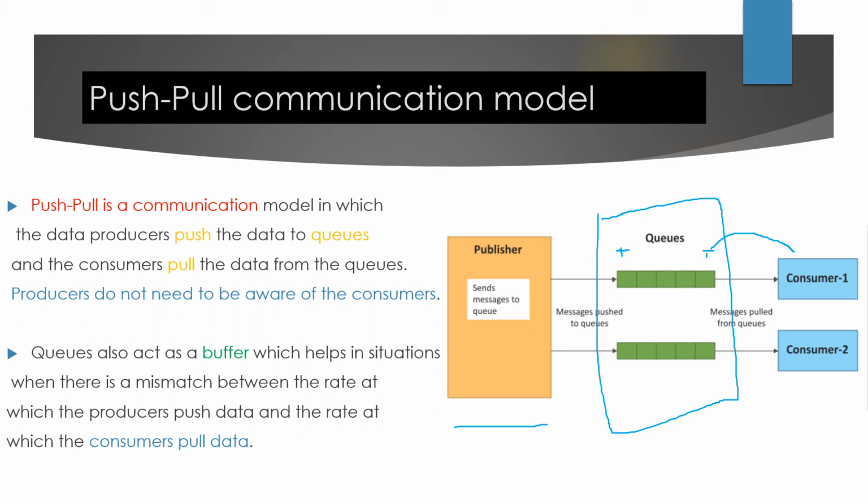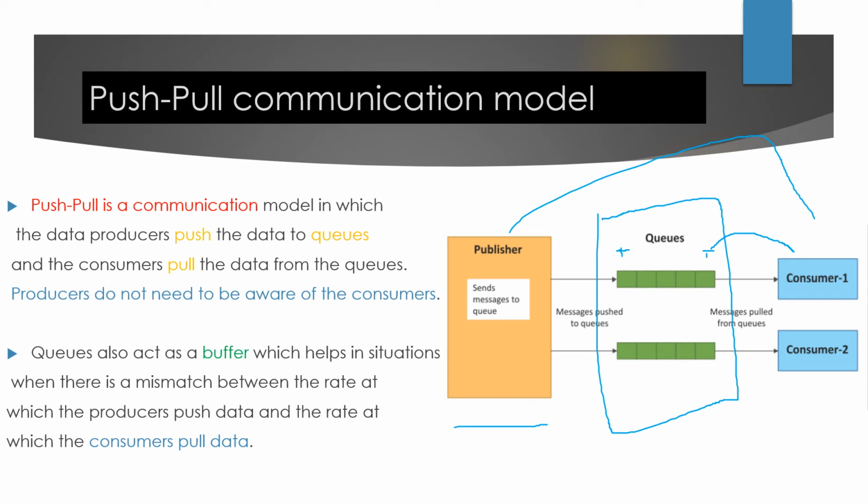Coming to the points here, push-pull is a communication model in which the data producers push the data to the queues and the consumers pull the data from the queues. As I said, the same thing is noted here. Producers do not need to be aware of the consumer. The same thing applies for the publishers and the consumers. It is not necessary that the consumer and the publisher should know each other. If they don't know each other, they can still communicate with the help of the queue.